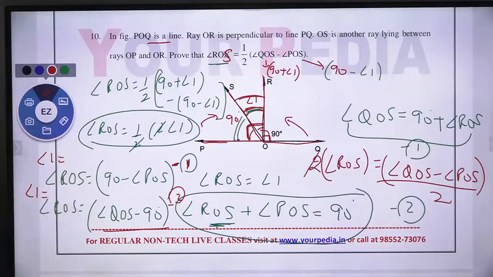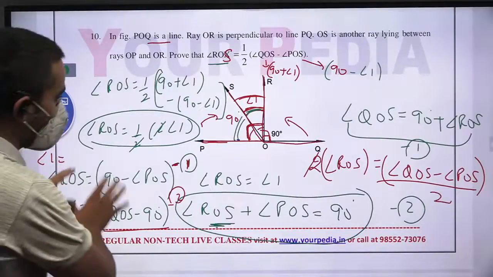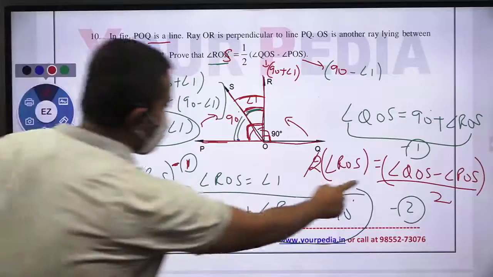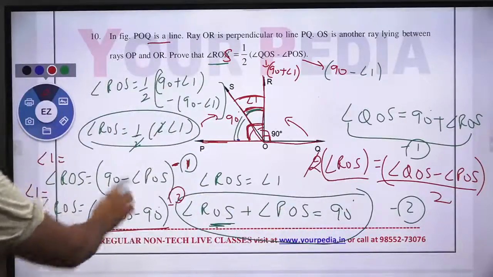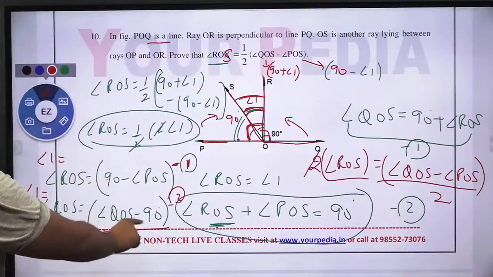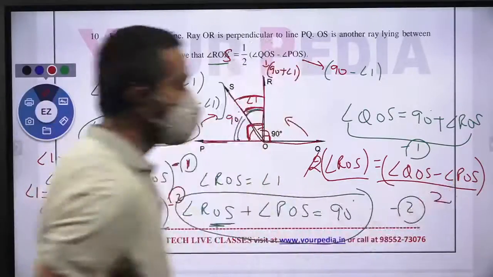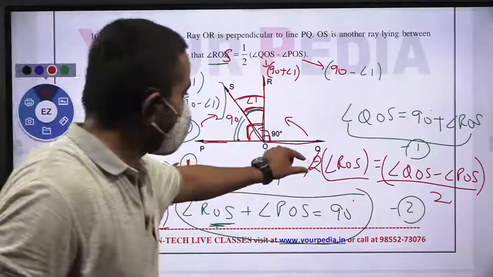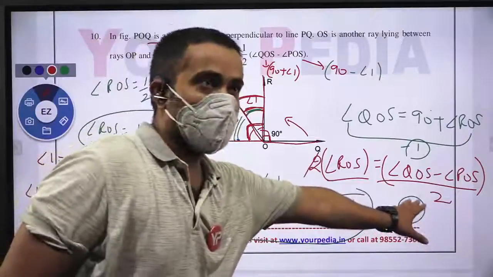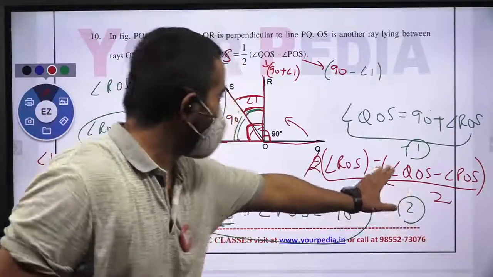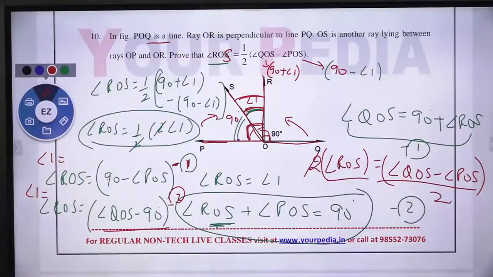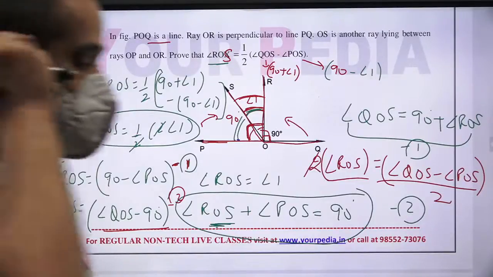Let's add these two equations, 1 and 2. If you add these two equations, it will become 2 times angle ROS. 90 and 90 will cancel out, 90 plus 90 minus 90. It will look like this: angle QOS minus angle POS. So the 2 will come on the denominator of this side. So it will prove my question. Yes or no? Please write in the chat box, if you are clear with this question, friends.